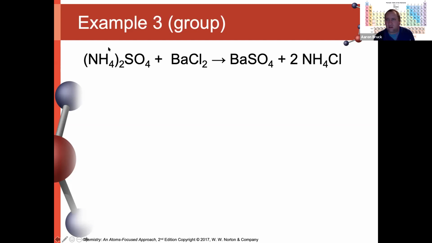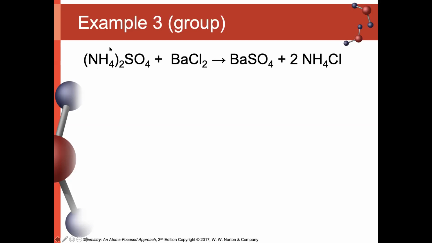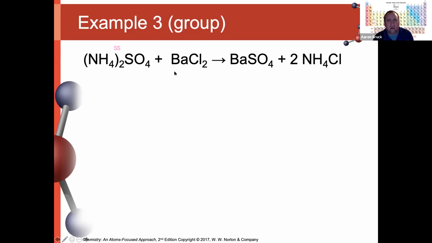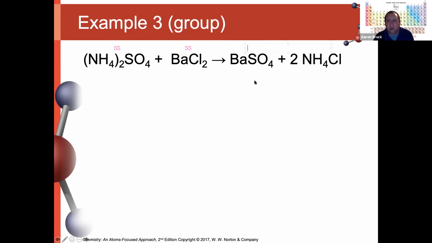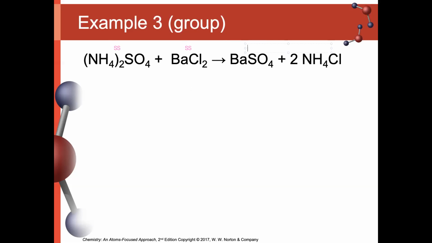So ammonium sulfate. Soluble. Okay, soluble salt. Barium chloride. Soluble. Soluble salt. Barium sulfate. Soluble. Wait, no, it's insoluble. Okay, why? Because of the barium and the sulfate. If they're together, it's one of the exceptions. Yes. Sulfates are usually soluble, but barium is one of the exceptions.